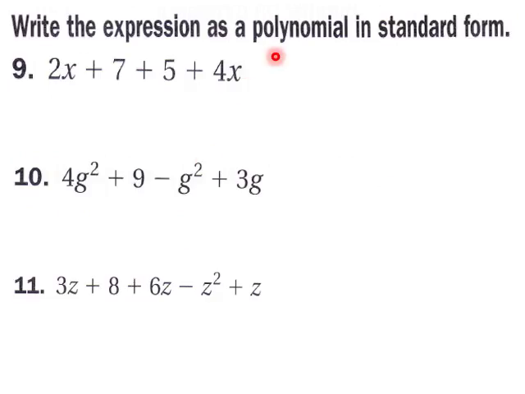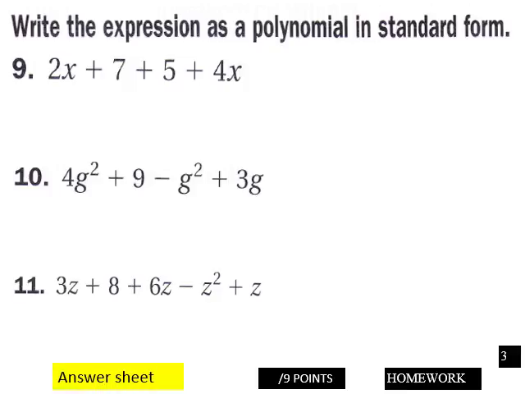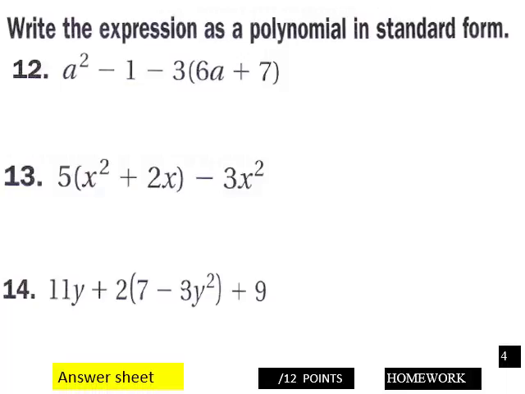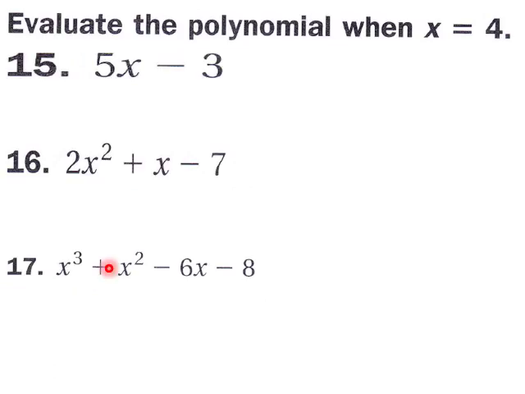Write the expression as a polynomial in standard form. You have some multiplication. Oh, I'm not going to give it away. I'll let you do it. Then evaluate the polynomial. Now plug in x equals 4 into these polynomials and then simplify it, evaluate it when you plug in 4 in for x.